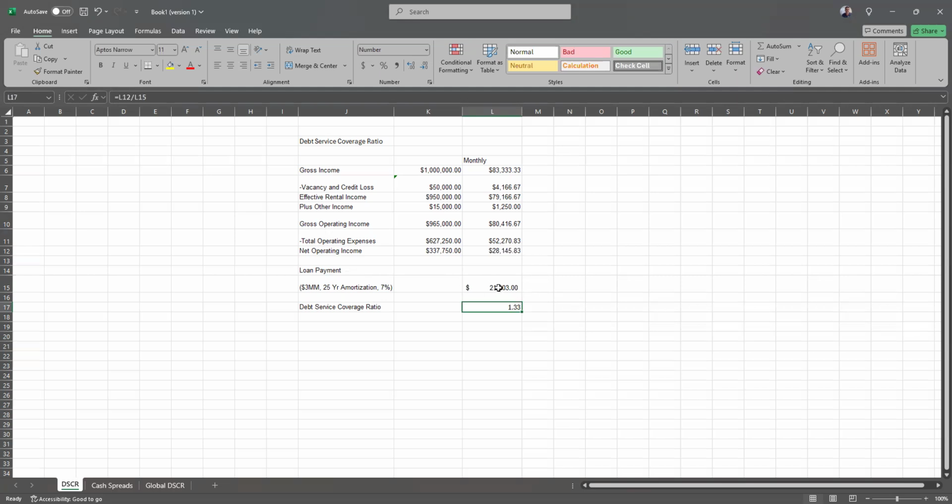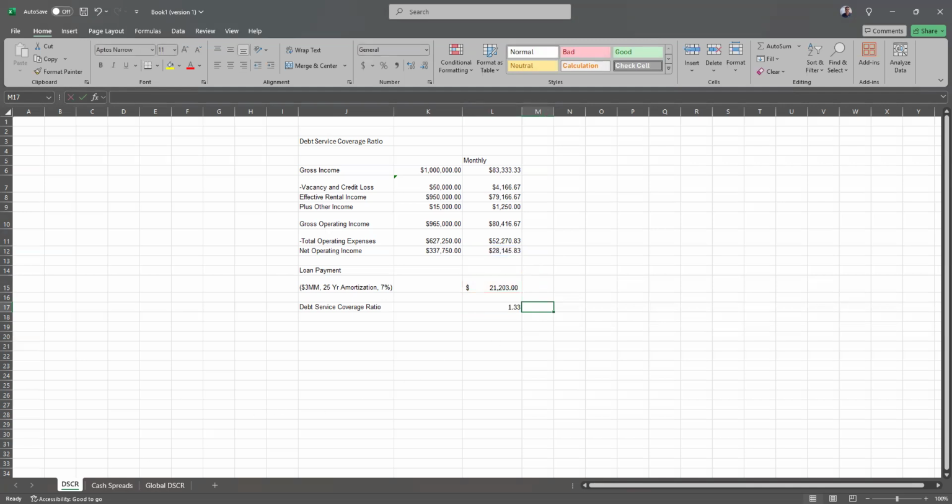I'm going to click over this to show people that aren't used to this how that works. So it is these numbers, this number divided by this number equals this. So everyone got that? Net operating income divided by your debt service equals your debt service coverage ratio.